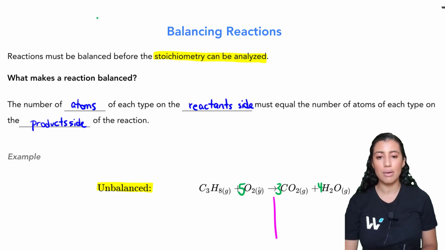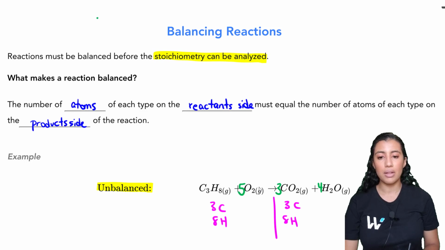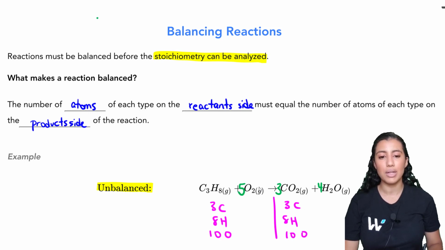So now I know that it's balanced because we have the same number of each atom on both sides. On the left side, we have 3 carbons. On the right side, we have 3 carbons. So I'm pretty much doing a check at the same time. On the left side, I have 8 hydrogens. On the right side, I also have 8 hydrogens. And on the left side, I have 10 oxygen atoms, and on the right side, I also have 10 oxygen atoms. So that's how we know that we for sure balanced the equation.